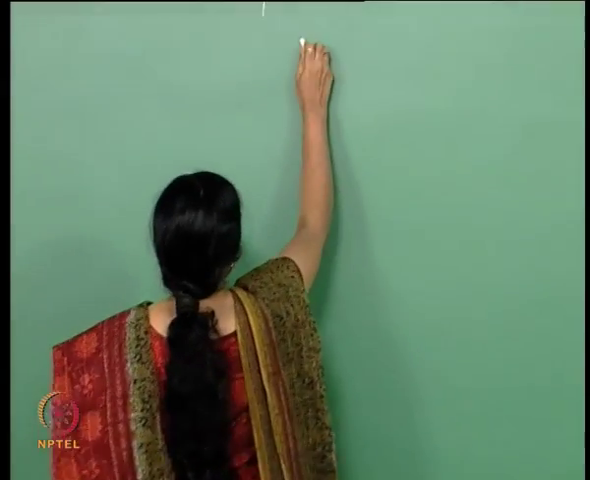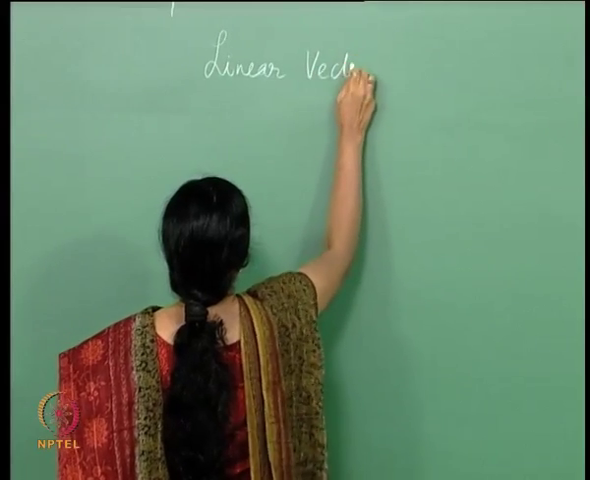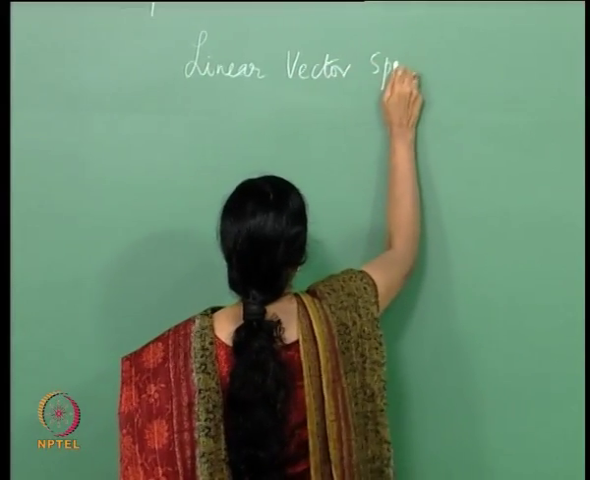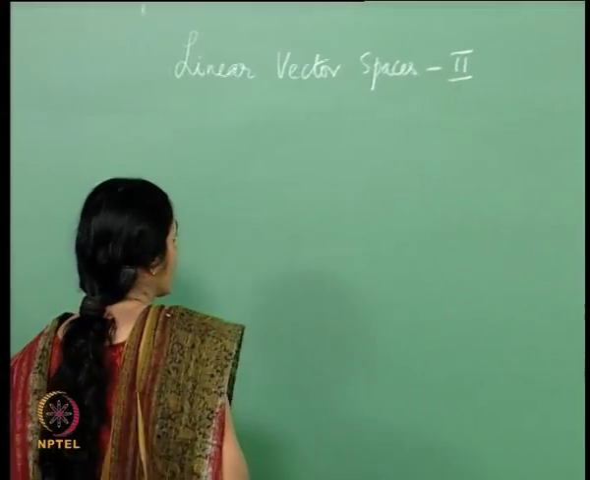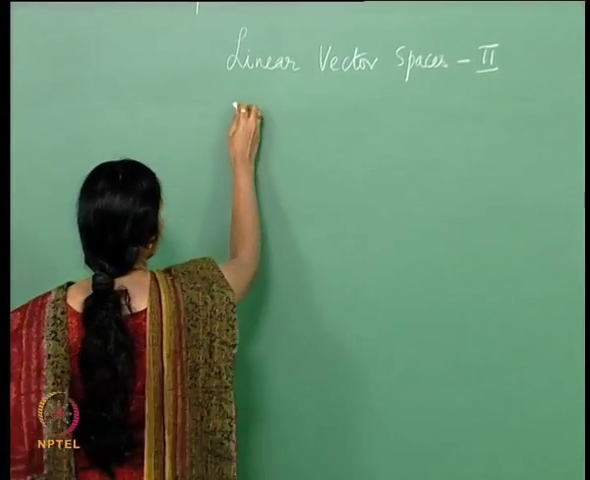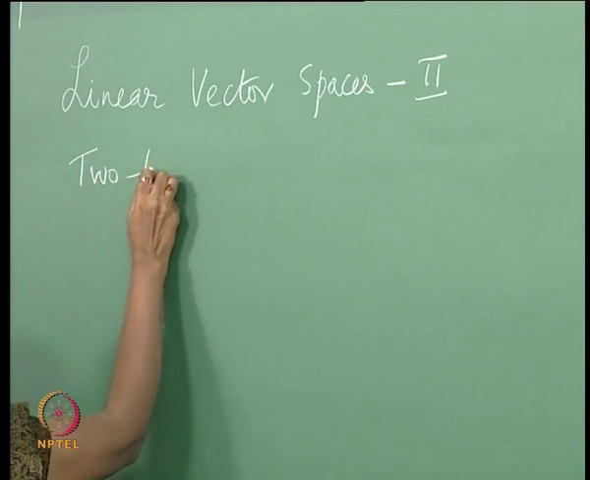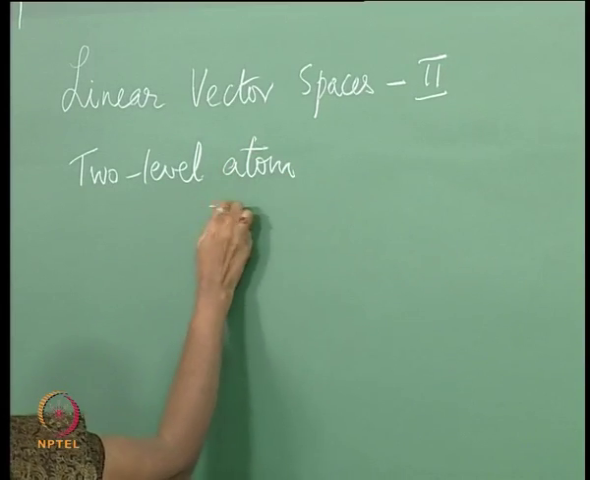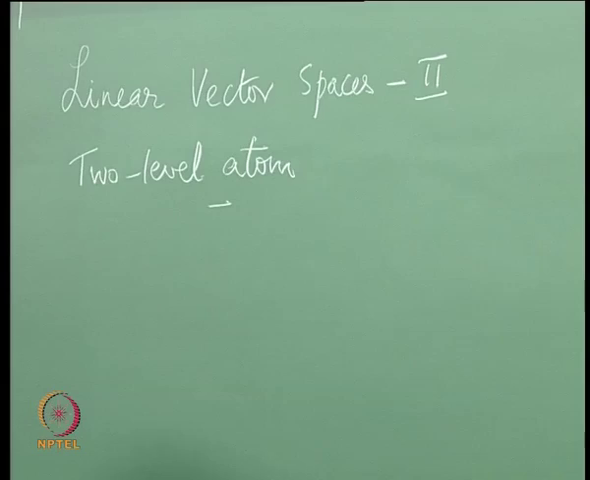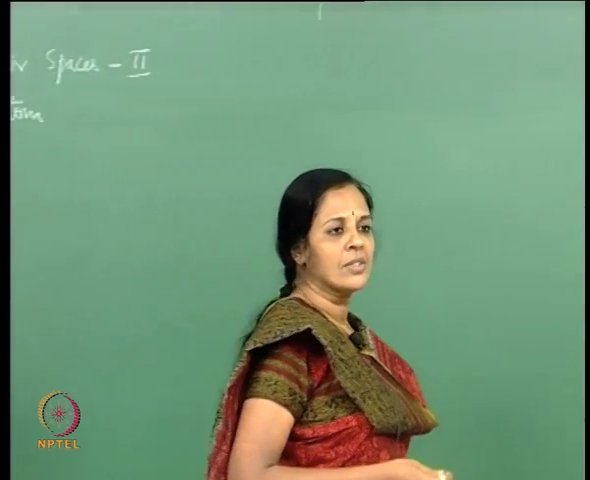So, the topic is linear vector spaces. This is the second of the lectures on linear vector spaces with particular reference to the two-level atom. Let me quickly recapitulate some of the salient features of what I said last time.